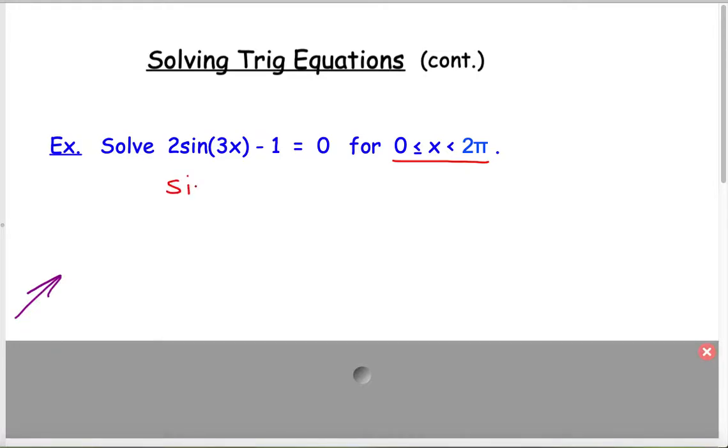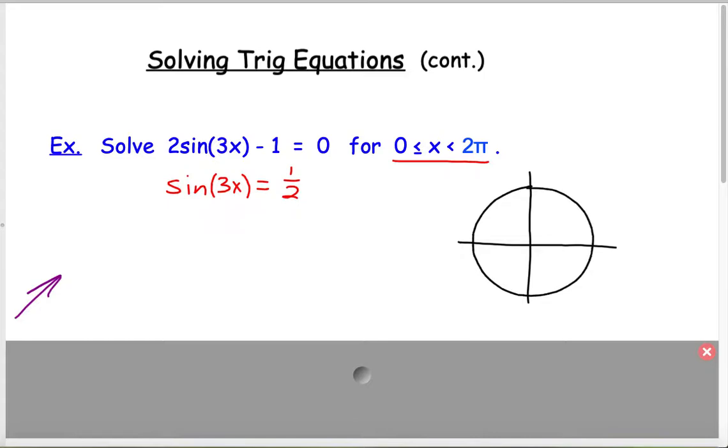So I'm going to add 1 to both sides and then divide by 2. And we're going to get the sine of 3x equals 1/2. Now, we think back to the unit circle and say, well, when is the sine equal to 1/2? Well, that occurs at 2 different spots. The sine is equal to 1/2 at 30 degrees, or pi over 6. And then it's also equal to positive 1/2 at 5 pi over 6, or 150 degrees. So those are the 2 spots.